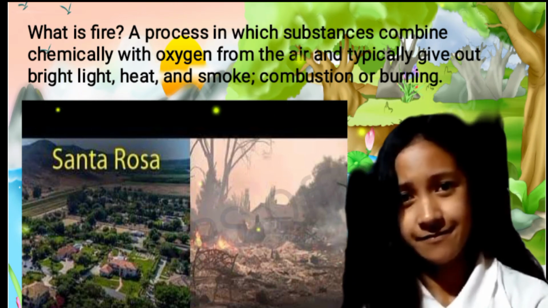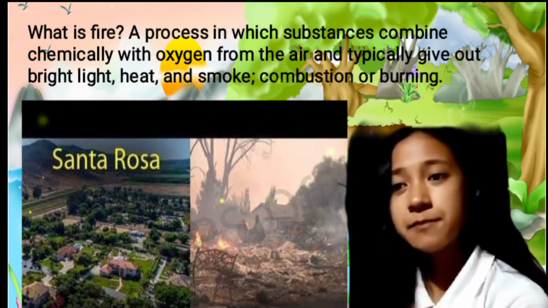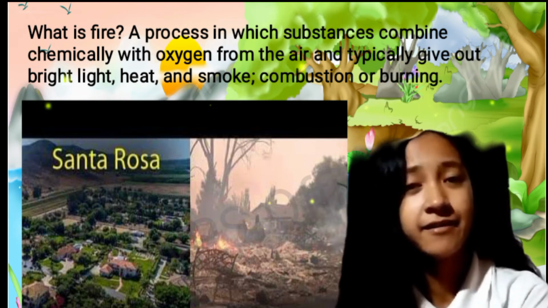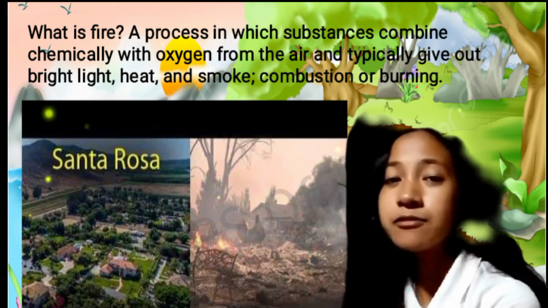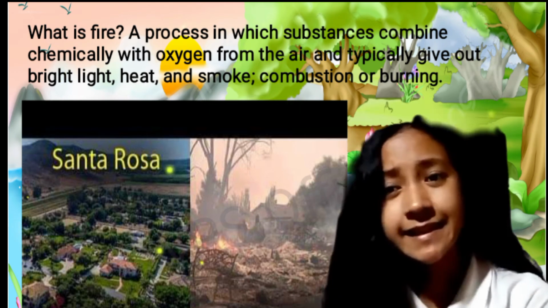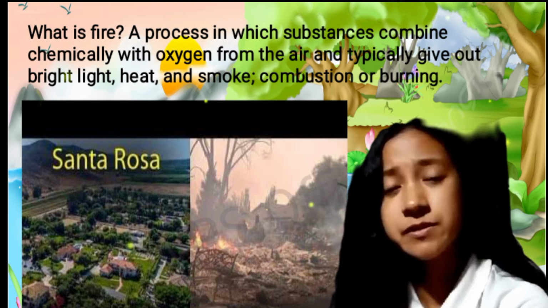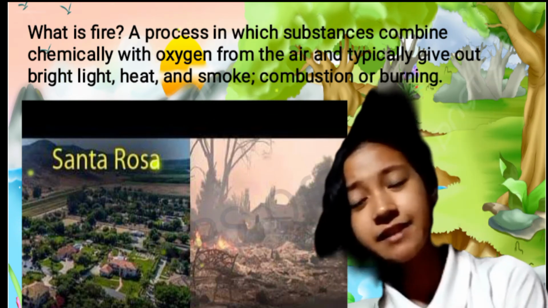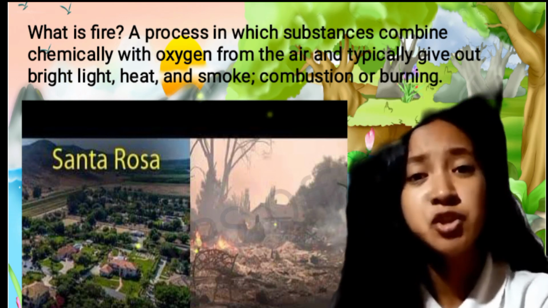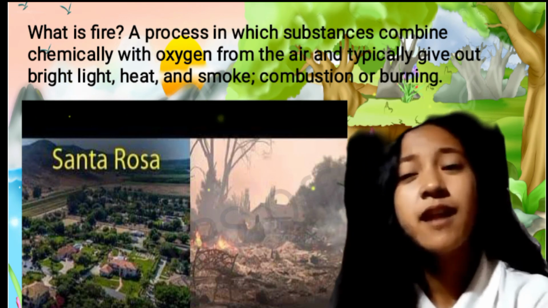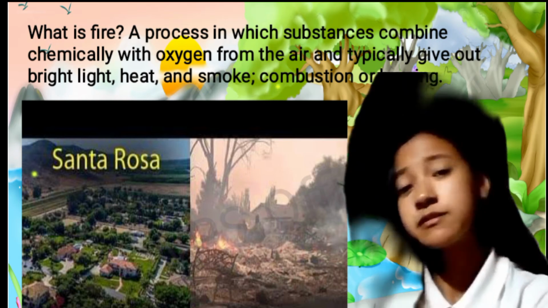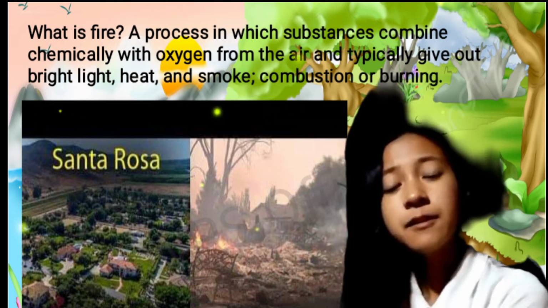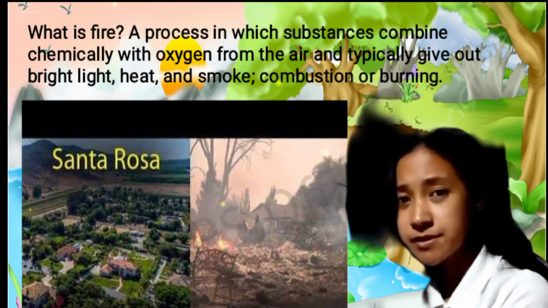What is fire? A process in which substances combine chemically with oxygen from the air and typically give out bright light, heat, and smoke: combustion, or burning. It immediately affects the landscape by removing vegetation, depositing ash, influencing water repellency and soil formation, and physically weathering boulders.